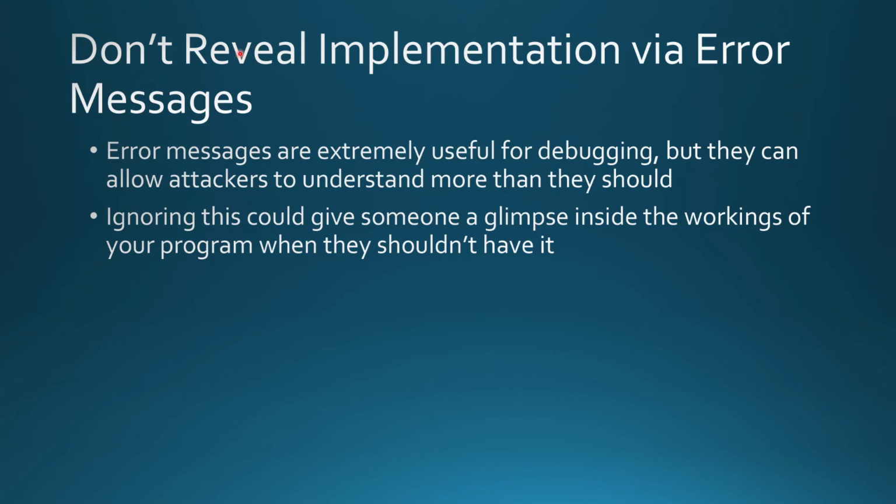It's important to not reveal the implementation through error messages. So error messages are extremely useful for debugging, obviously, but they can allow attackers to understand more information than they really should. So ignoring that can give someone a glimpse inside of your program when they shouldn't really have access to that.